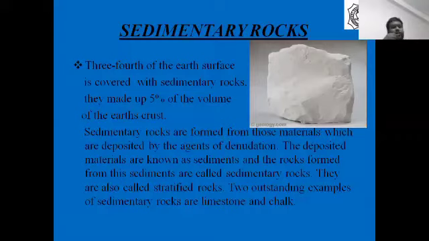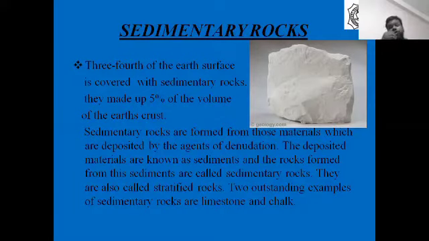Now let us see sedimentary rocks. Three-fourths of the Earth's surface is covered with sedimentary rock. They make up 5% of the volume of the Earth's crust. How are sedimentary rocks formed? Sedimentary rocks are formed from materials which are deposited by the agents of denudation.